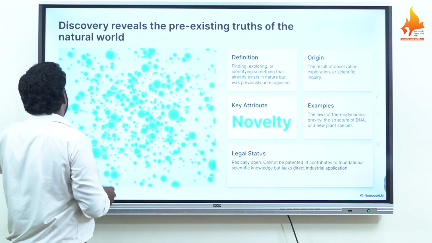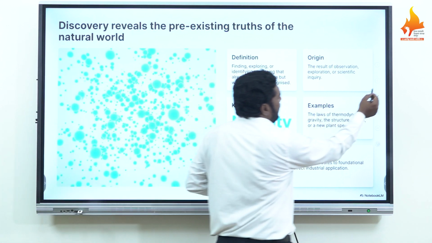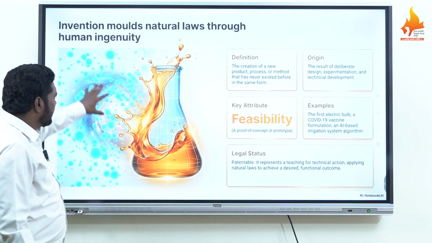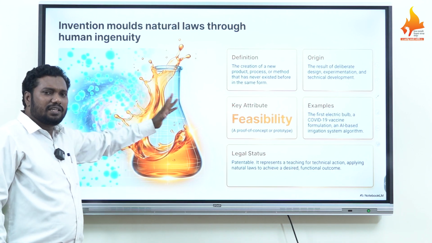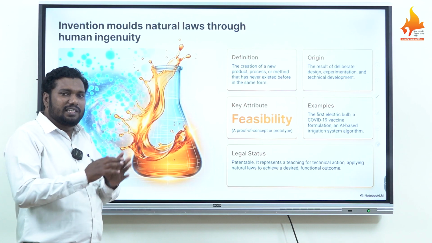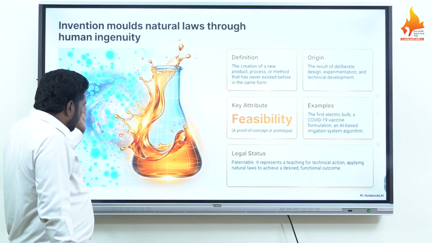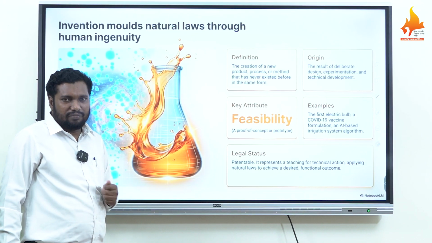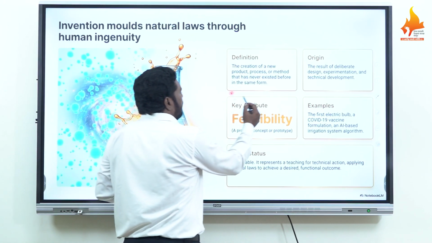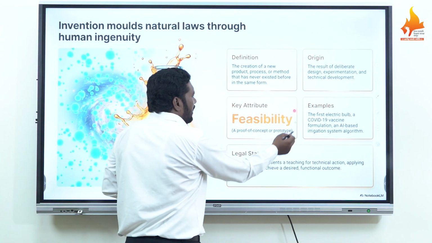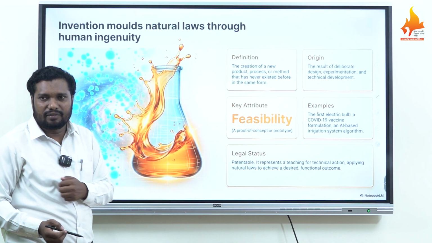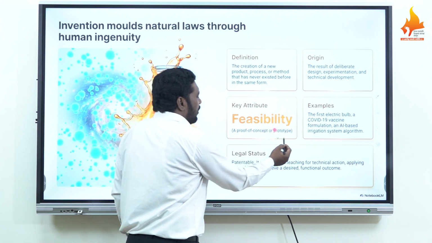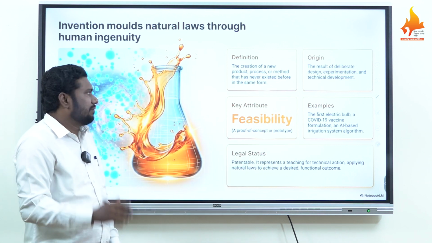Next, let us talk about the concept of invention. As we have discussed, invention is the liquid state when we compare it with the states of matter. Discovery many of the time leads to invention. The key attribute of invention is its feasibility. What do we mean by feasibility? Here we are talking about proof of concept or the prototype.